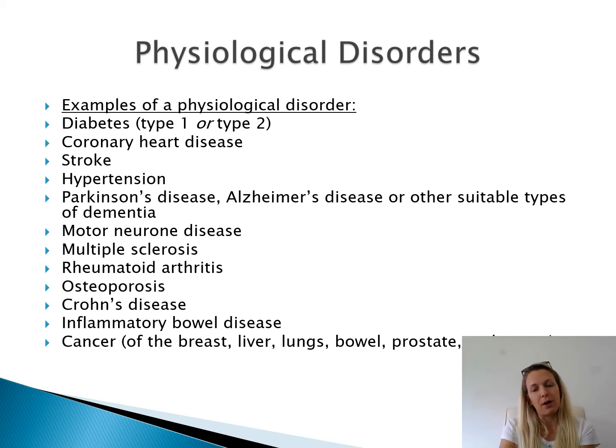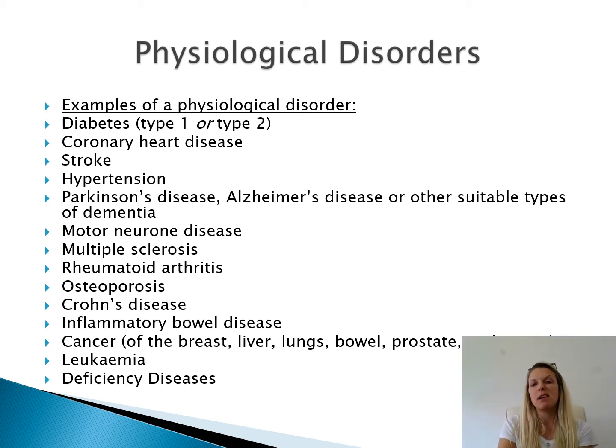You can do osteoarthritis as well, but it's a bit more difficult to research. Osteoporosis, Crohn's disease, inflammatory bowel disease. That could be colitis, diverticulitis, those types of things. Cancer, but you pick one. Breast cancer, liver cancer. So you're not to do cancer generally. You're going to pick one specific area of physiology to look at.